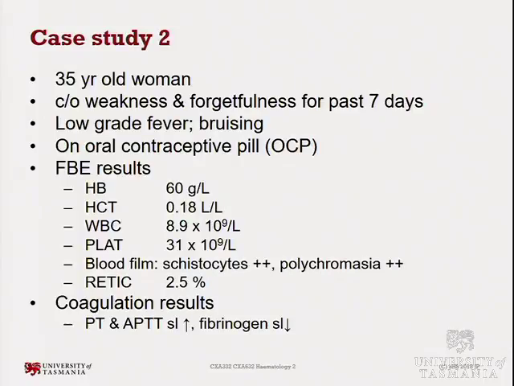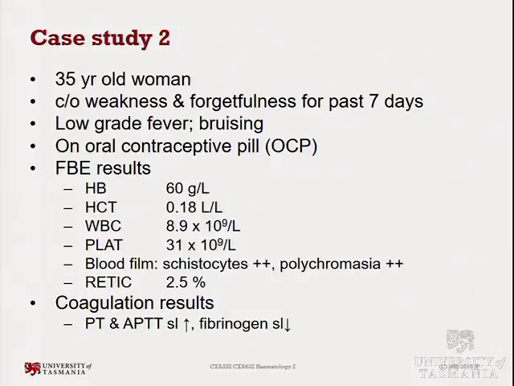Either her primary hemostasis, so her platelet count, or her secondary hemostasis, her coagulation system, or in fact her tertiary hemostasis, her fibrinolytic system. And so she said that she'd been otherwise well before the onset of the symptoms, and she's not taking any other drugs except for the oral contraceptive pill. So when you're learning about oral contraceptive pills, you may also see it written as OCP.